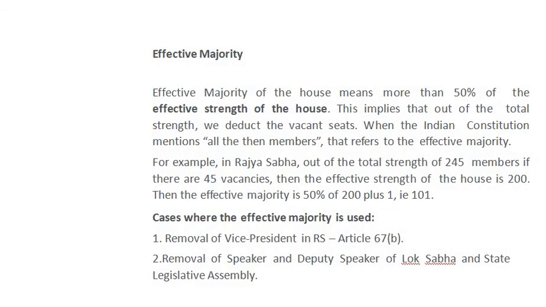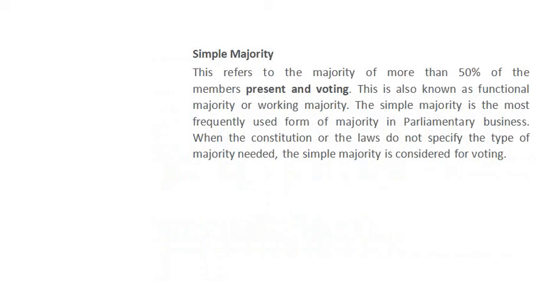The cases where the effective majority is used: the removal of the vice president in the Rajya Sabha, given in Article 67B, and the removal of the speaker and the deputy speaker of Lok Sabha and the state legislative assembly. In these two, the effective majority is mostly used. Then comes the simple majority.